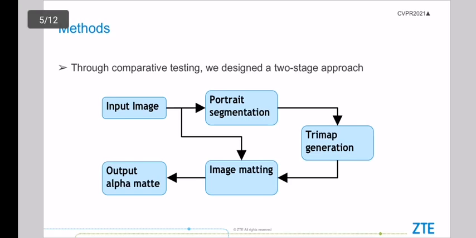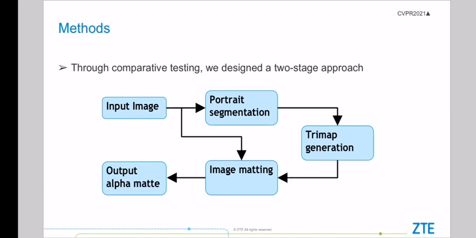Current matting methods can be generally divided into 2 categories: trimap-based methods, which require trimaps, and trimap-free methods, which predict alpha mattes based only on the input image. Through several experiments, we found trimap-based models have a greater advantage. A 2-step scheme of segmentation followed by matting is designed according to the results.